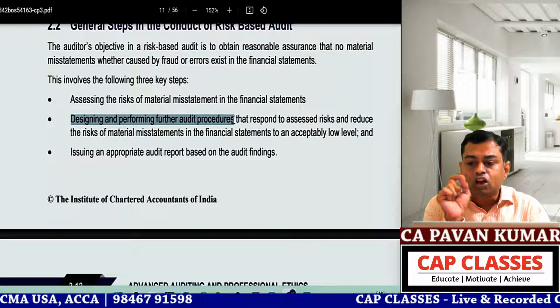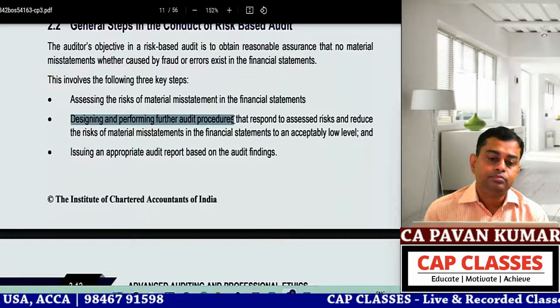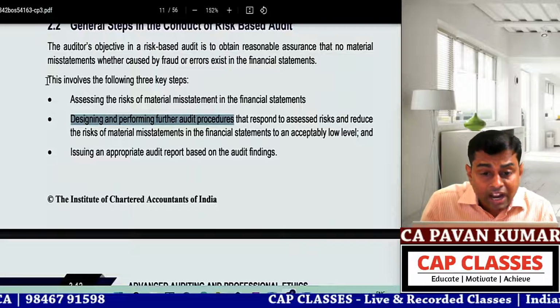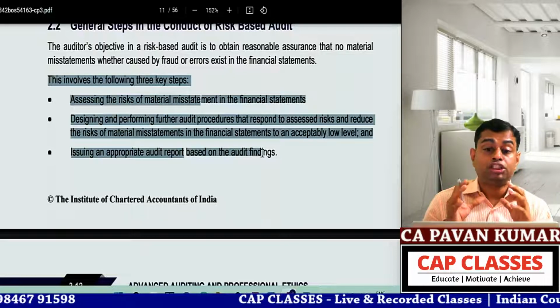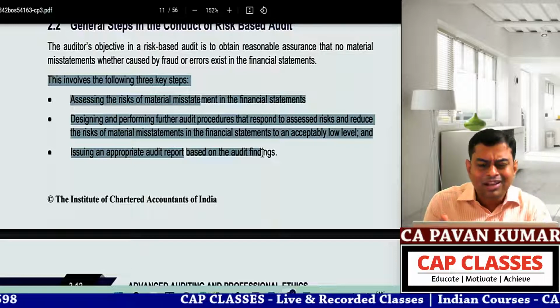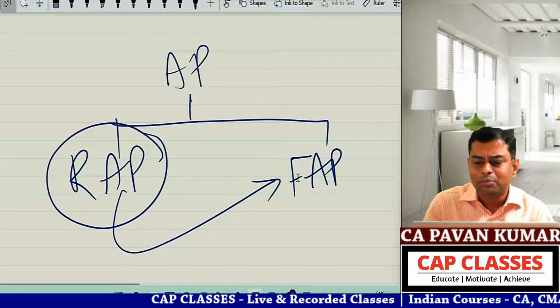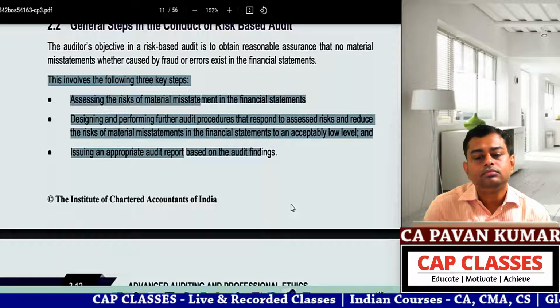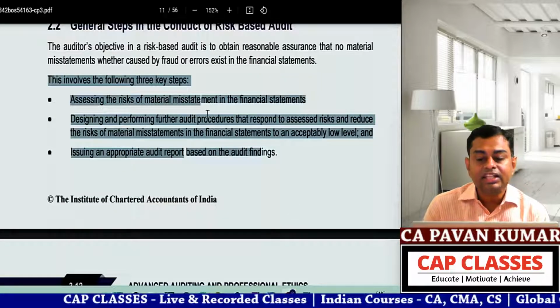If you can connect the dots, auditing is very simple. So now, do you need to learn these three by heart? What are the steps in risk-based audit? Oh my god, steps. Nothing. Remember this: risk assessment procedures, further audit procedures, audit report. They are these 3 points. Isn't it simple like this?